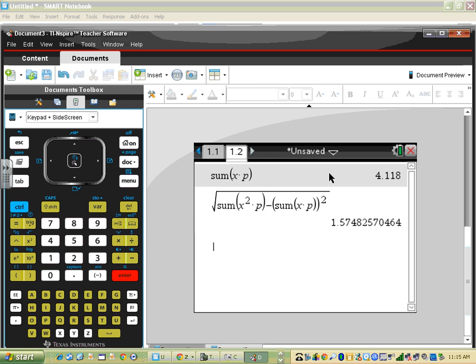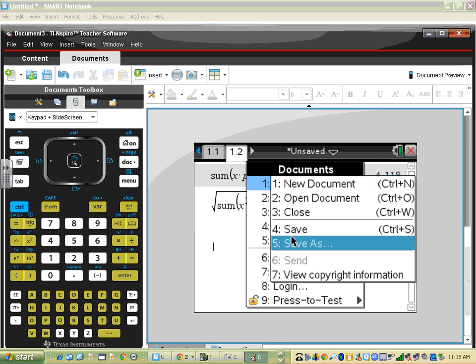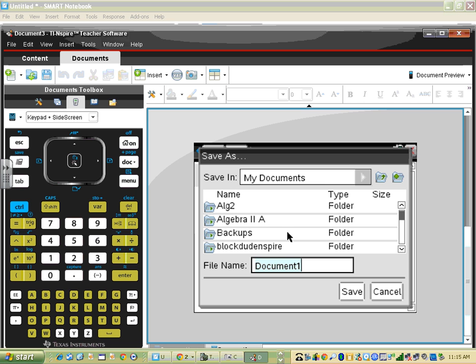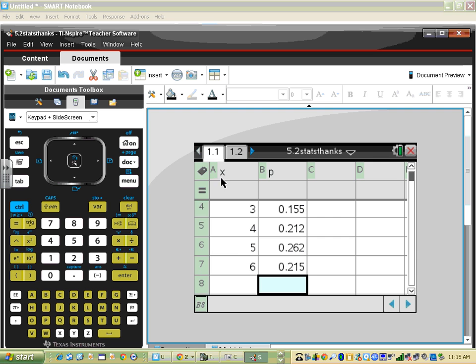What I'm going to do now, and this is so cool, if you have your own Inspire, file, save as. I could save this and use it later. 5.2 Stats. Thank you, Mr. Minnick. Thanks. So I've got that saved. If you didn't save it, I can hook you up with that file, and all you have to do then is change these numbers.